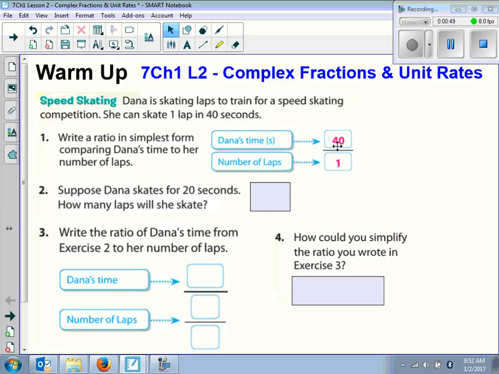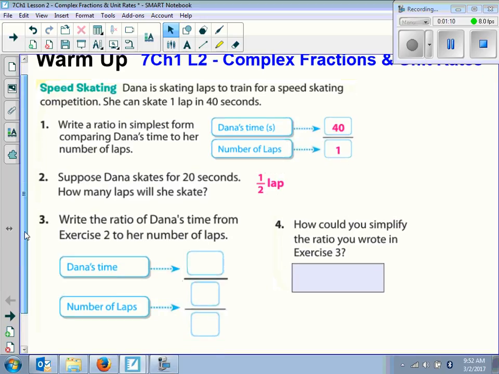Well, let's see, 20 seconds is half of 40, right? So if I divide this by 2, I'd have to divide this one down here by 2, right? So that would give me half a lap, right? She would do in 20 seconds, she would do half a lap, right?